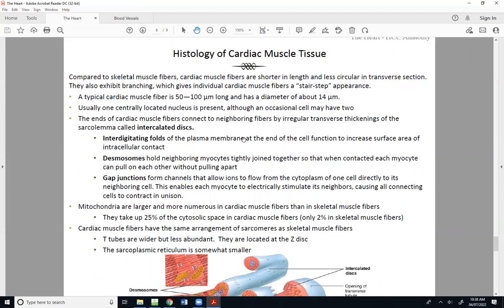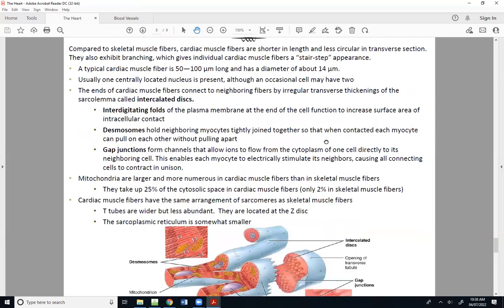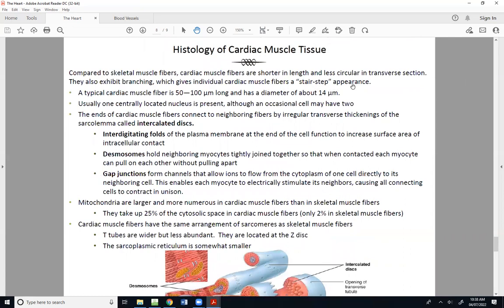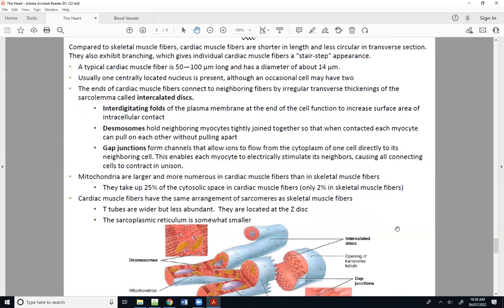Okay. Compared to skeletal muscle fibers, cardiac muscle fibers are shorter in length and less circular in transverse section. We saw in skeletal muscle fibers that they were long thread-like structures, basically running the entire length of the muscle, whereas cardiac muscle fibers are really short, and sometimes they have a branching feature to them, okay? And that gives them more of a stair-step appearance. Typically, they're about 50 to 100 microns in length and have a diameter of about 14 microns.